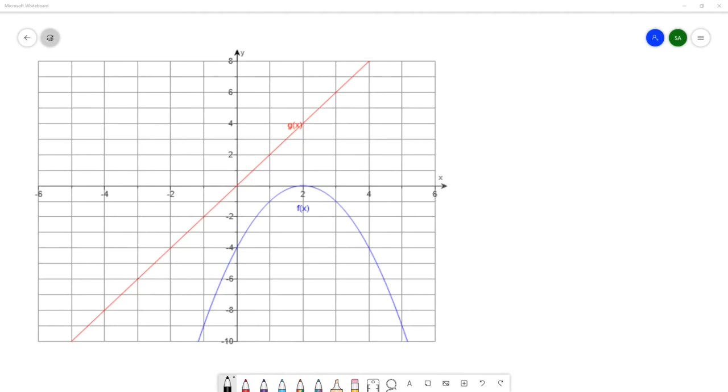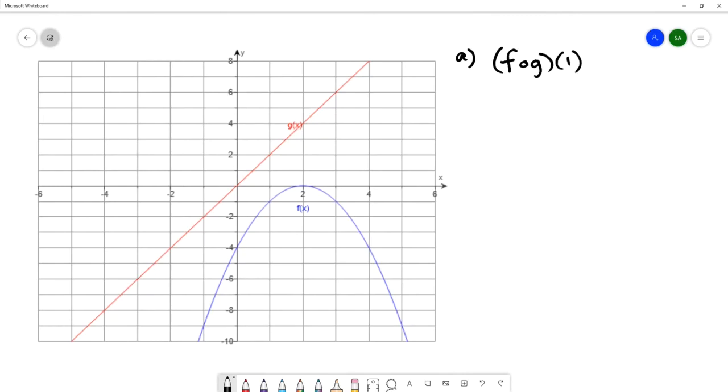So for this question, we're given two equations on the same graph. This one in red that's a straight line is labeled as g of x, and this parabola, which is a curve, is labeled as f of x. And we have a few questions related to this graph. And the first one, part A, is f composed with g of 1. And we're going to use the graph to answer this question.